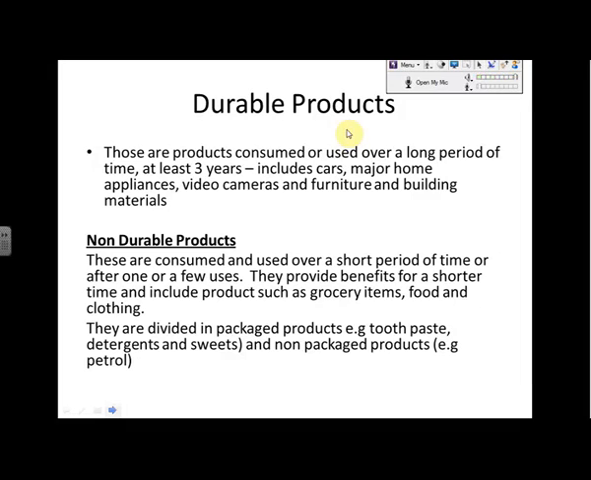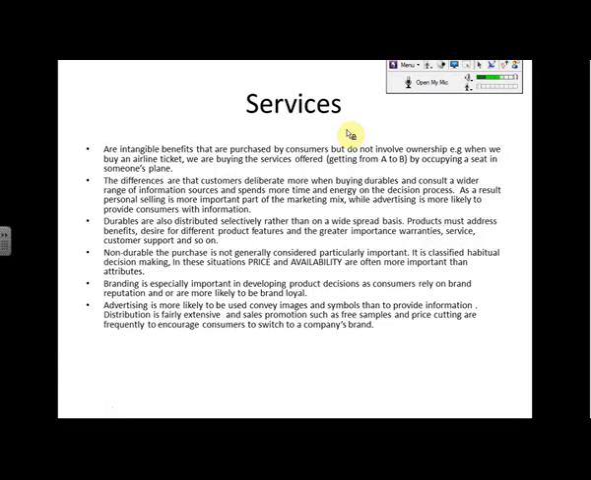Services. Services are intangible benefits. They are purchased by consumers, but do not involve ownership. When you are given a service, you can't own that service. For example, when we buy an airline ticket, we are buying the services offered. For example, getting from point A to point B by occupying a seat in someone's plane.